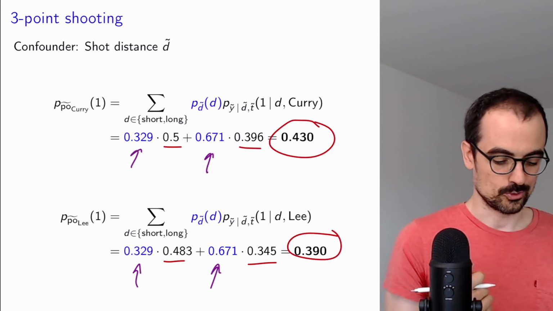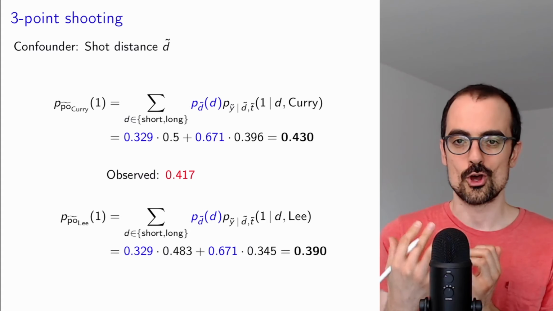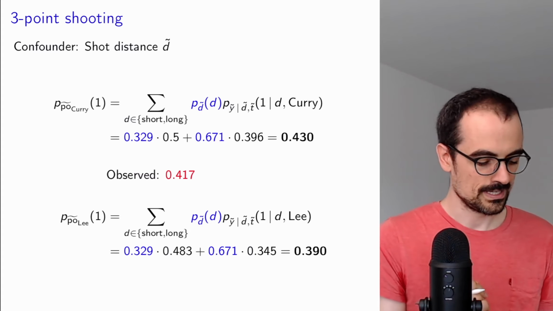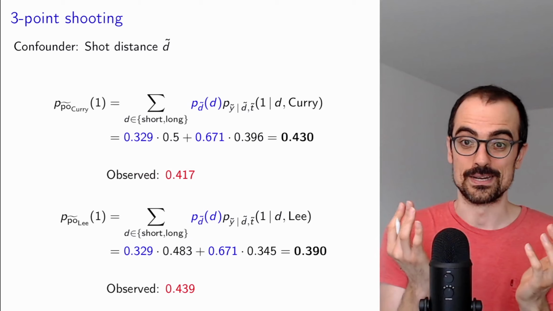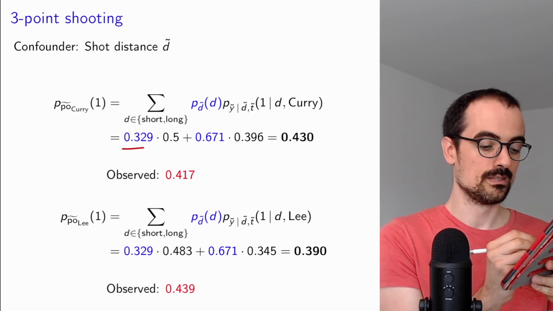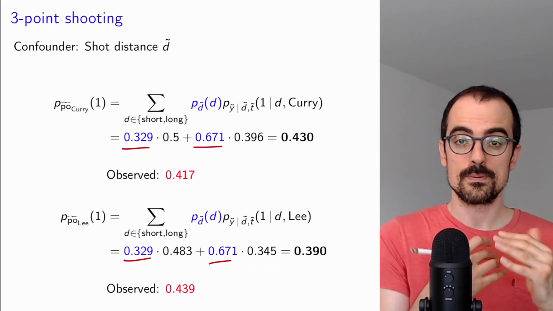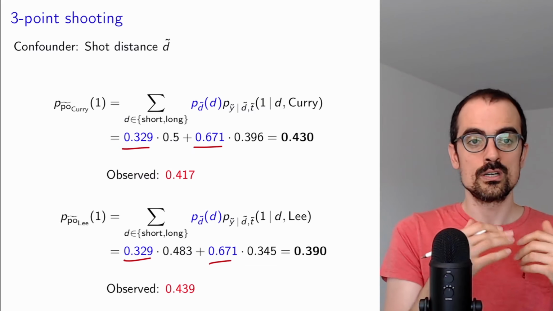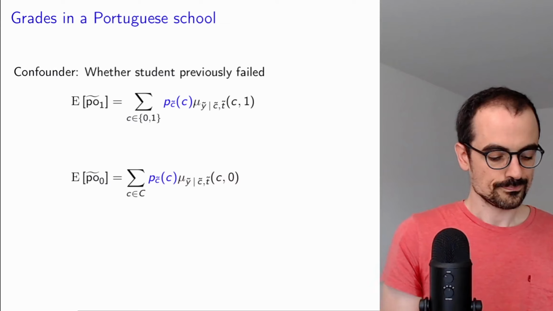And this was not revealed at all in the original statistics because Curry shoots many more longer 3s that are more difficult, and Lee shoots many more shorter 3s that are easier for any player. By using the same probability of a short 3 or of a long 3 for both players, we control for this confounder, which reveals that Curry is the better shooter.